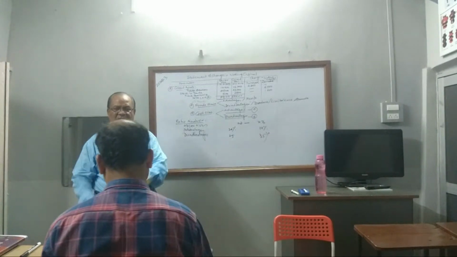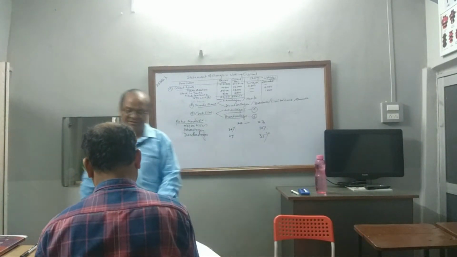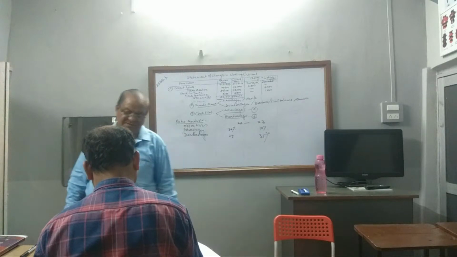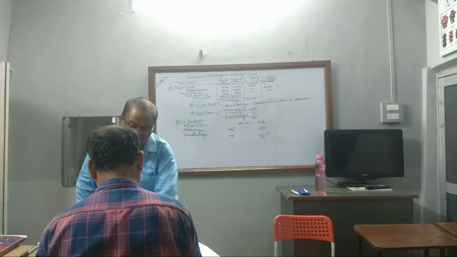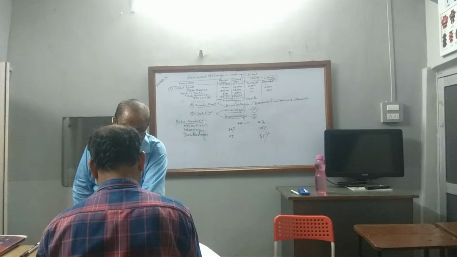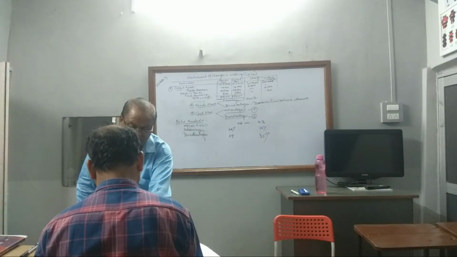First is the current ratio, 100% guarantee. Mark this, it will come. The second is net working capital, it will come, then quick ratio, cash position ratio.